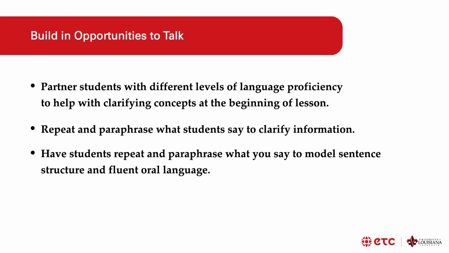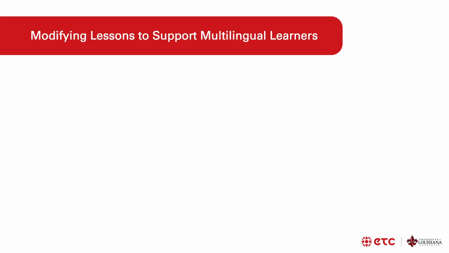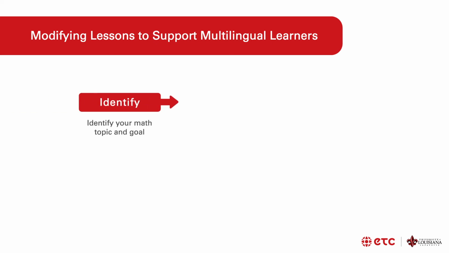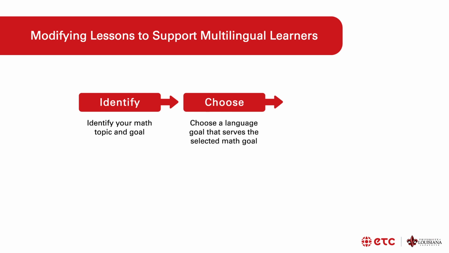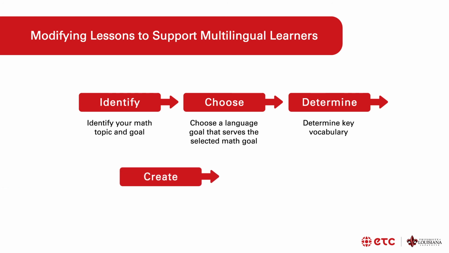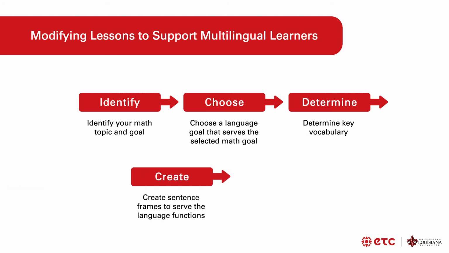So to revisit our steps, when we're modifying lessons to support multilingual learners in the mathematics classroom, we want to identify the math topic and goal, choose a language goal that corresponds with the math goal, determine key vocabulary, create sentence frames that support the language function, and build in opportunities for student talk.